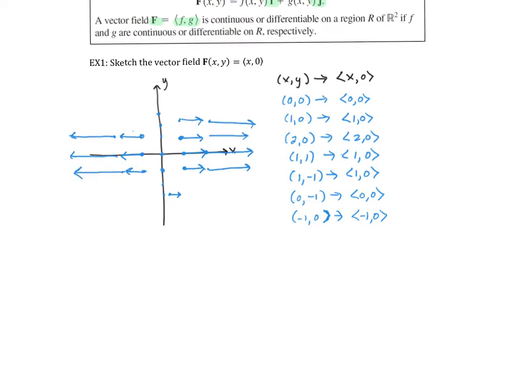And these would be our streamlines. Let's sketch another vector field. This vector field is simple. It's just negative x, negative y. Again, I'm going to go ahead and sketch my coordinate axis.